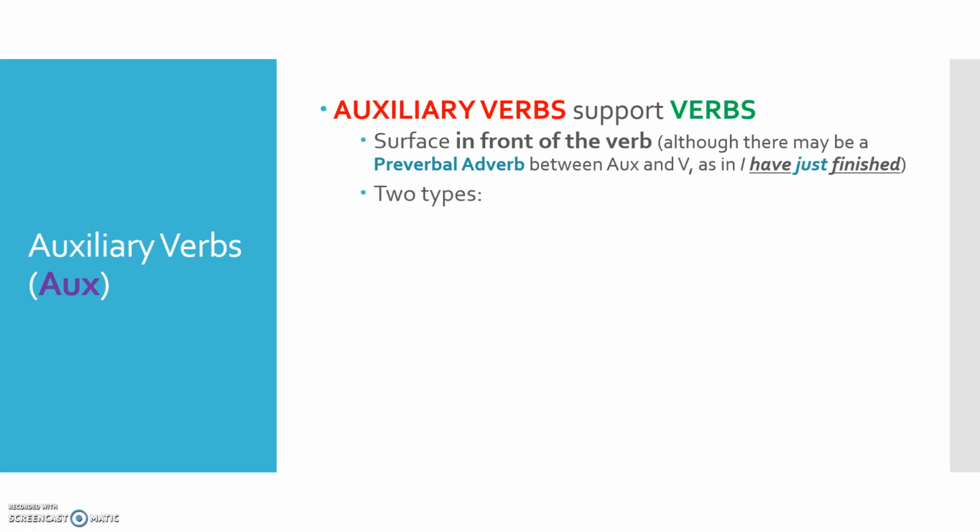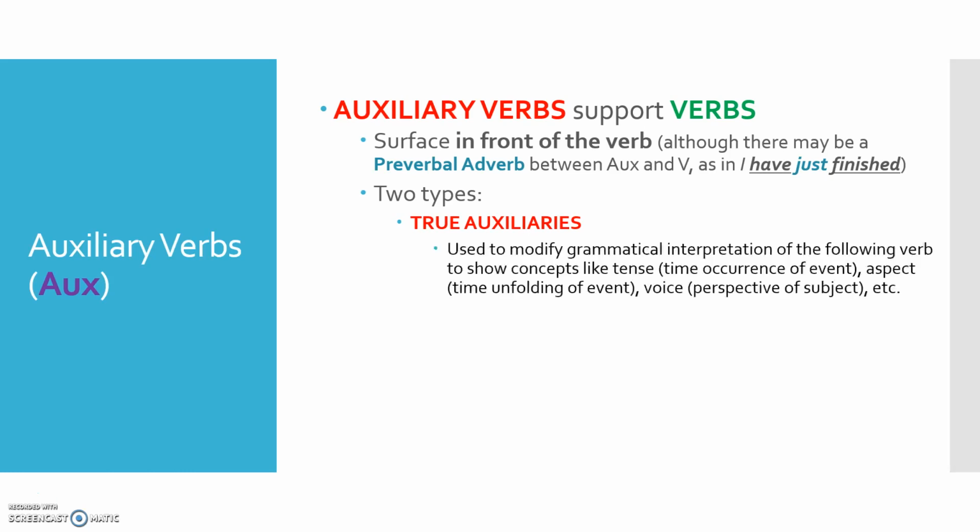And there are two distinct types of auxiliary verbs. The first type we call true auxiliaries. They're called true auxiliaries because they are really supporting the verb. They're enhancing our interpretation of the verb in different kinds of ways. They modify how we interpret the verb in different grammatical ways.